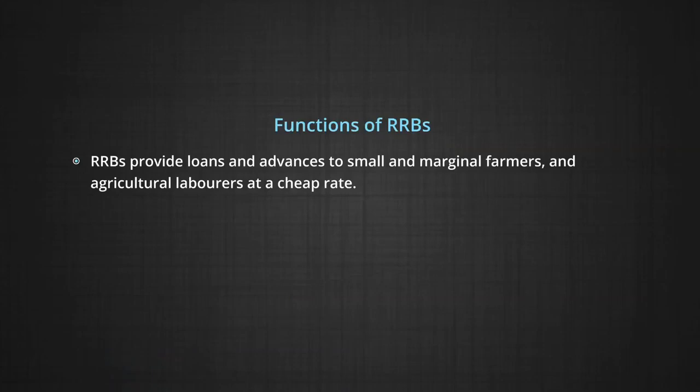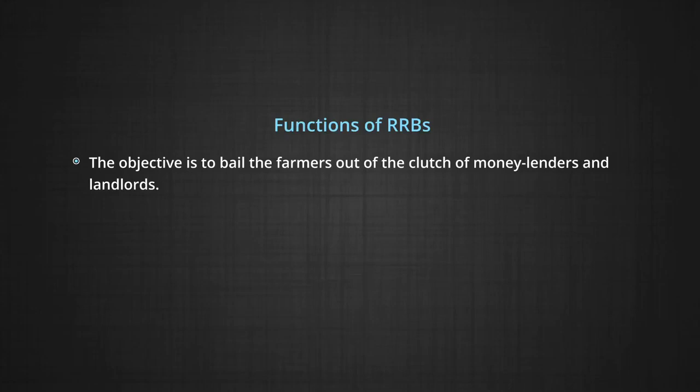Come to the functions of RRBs. RRBs provide loans and advances to small and marginal farmers and agricultural laborers at a very cheap rate. This enables small and marginal farmers to purchase land and necessary inputs for farms. These objectives are to bail the farmers out of the clutches of moneylenders and landlords. This empowers them to take up farming with an objective to enhance their earning capacity. RRBs also ensure that loans must be used for productive purposes only.